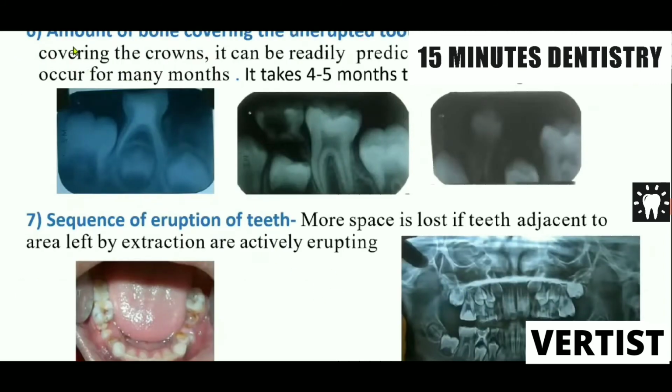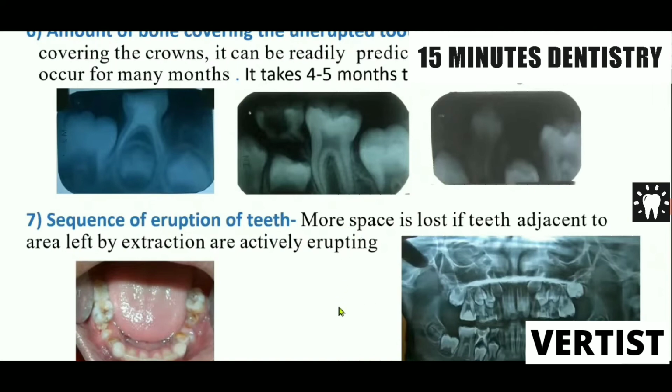Same applies to the next point, that is amount of bone covering the unerupted tooth. If there is bone covering the permanent tooth, it is going to take time for eruption of the permanent tooth. It has been said that it takes around 4 to 5 months for the tooth to move through 1 millimeter of bone. So if there is around 4 to 5 millimeters of bone, the tooth is going to take 16 to 20 months from now to erupt. And in that case, space maintenance is required. Space maintenance is to be placed at the earliest possible, and this is irrespective of the chronological age of the child.